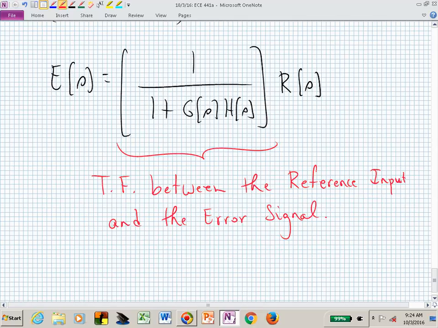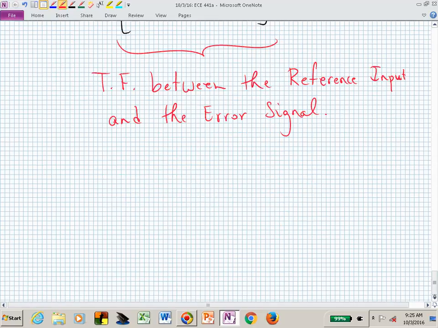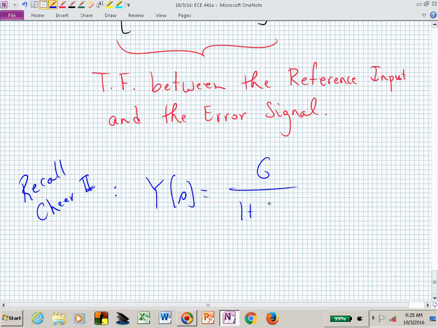And is that the same as the transfer function between the reference input and the output? It's not, is it? That's one of the reasons why it's nice to maybe remember these cheers. Recall that cheer 2 gave us Y of S is equal to G over 1 plus GH times R of S.